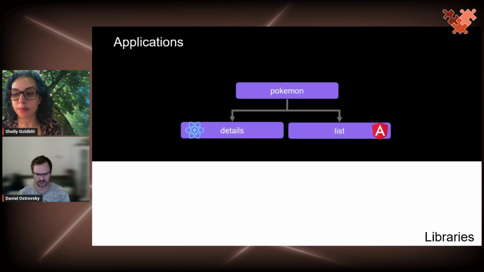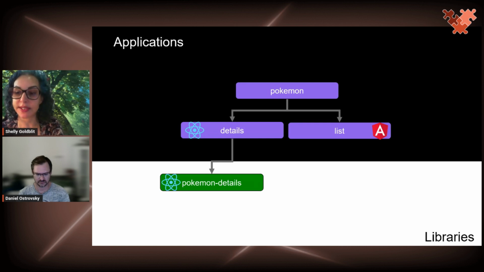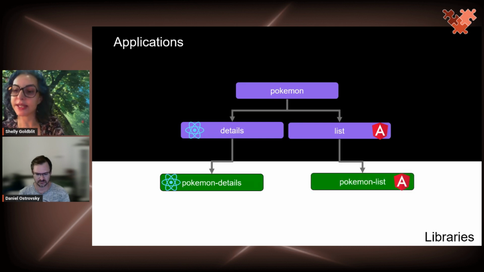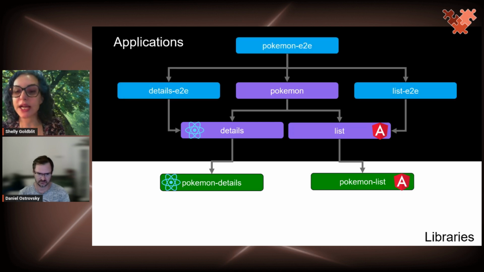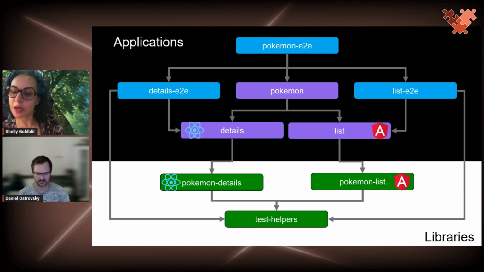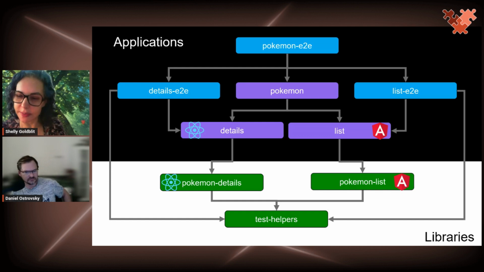And this is the dependency graph in our repo. The shell depends on both MFEs. The details MFE depends on the Pokemon details library, and the list MFE depends on the Pokemon list library. And what about tests? The application's end-to-end tests depend on the application, of course, and on the MFE's end-to-end tests. And we also have a test helpers library, which contains builders to generate random test data to be used by all tests.